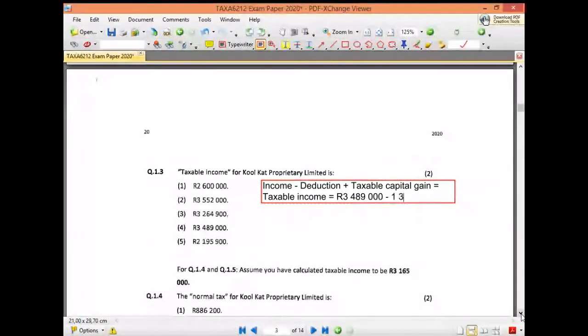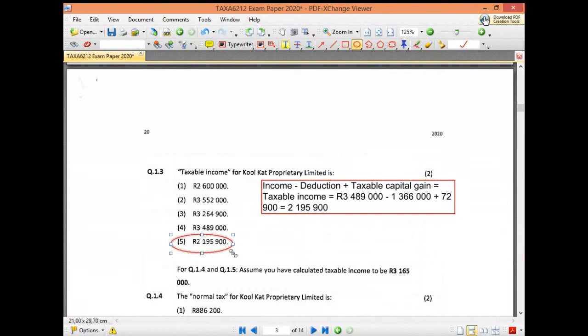Okay, so we deduct the 1,366,000, which is our deductions, and then we add the 72,900, which is our taxable capital gain. And if you add all of that together, you should get to an answer of 2,195,900 Rand. Okay, so if we look at the options, that would be option 5, would be the answer.